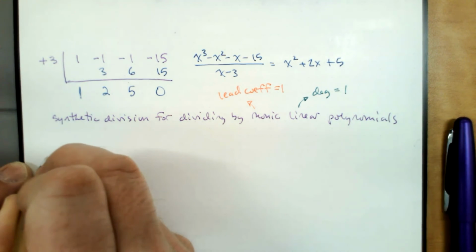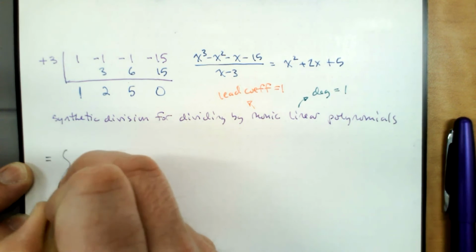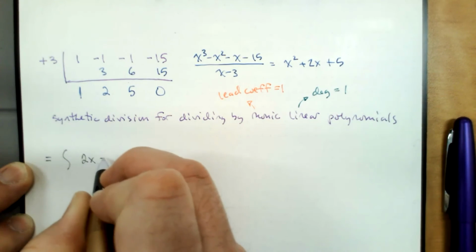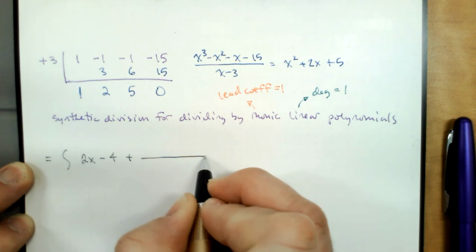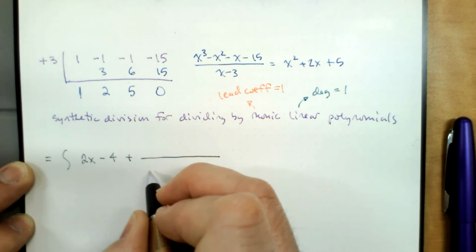So we have further refined our integral. There's going to be a 2x minus 4. And now I've got the factors.